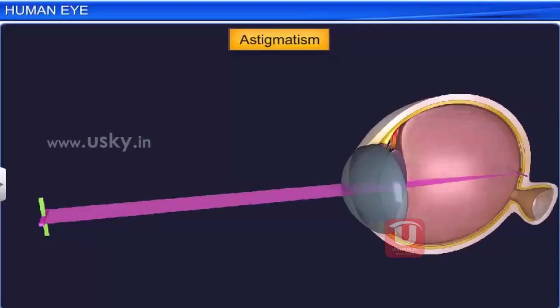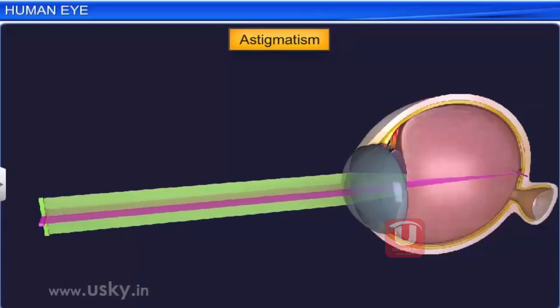Hence, a person suffering from astigmatism cannot see all directions equally well. Astigmatism can be corrected by using a cylindrical lens of desired radius of curvature with an appropriately directed axis.